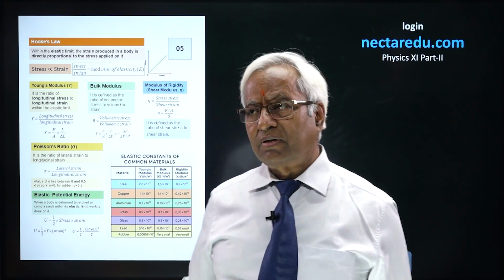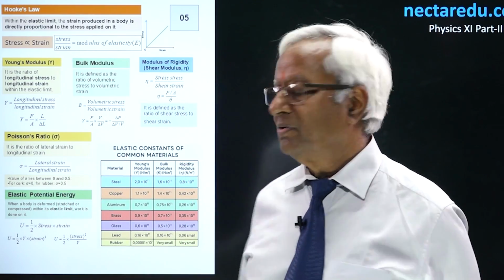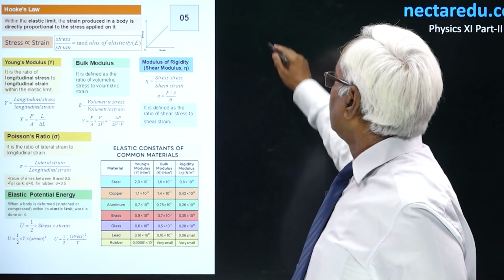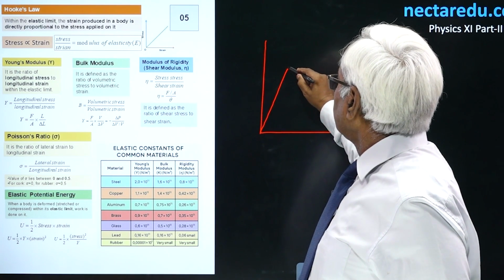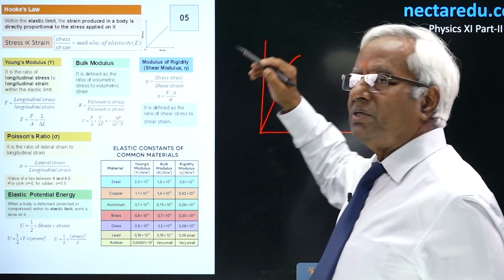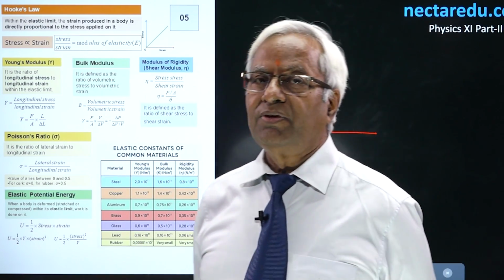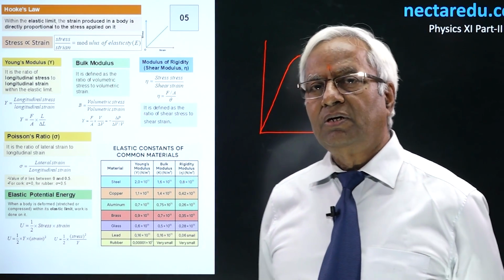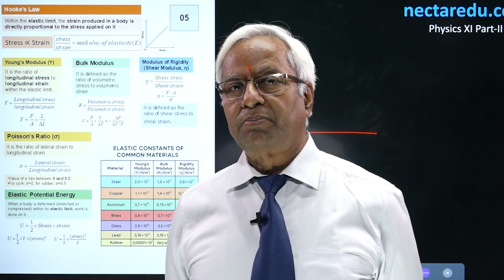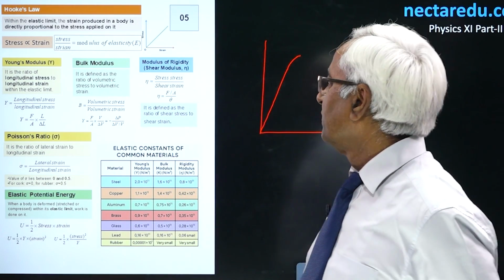It is proportional up to the limit of proportionality only. When we plot the graph, the proportionality continues up to a point, but elasticity continues even beyond that. So, Hooke's law is not applicable up to the elastic limit. It is proportional, meaning stress and strain are proportional up to the limit of proportionality only.